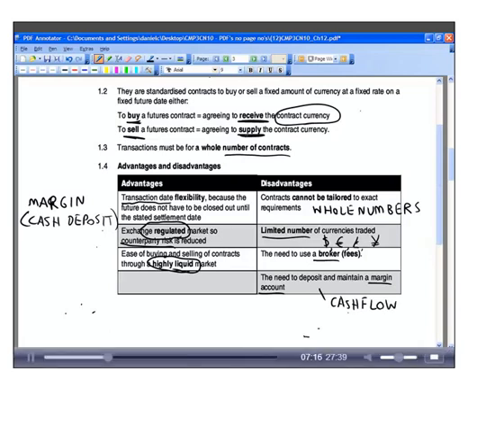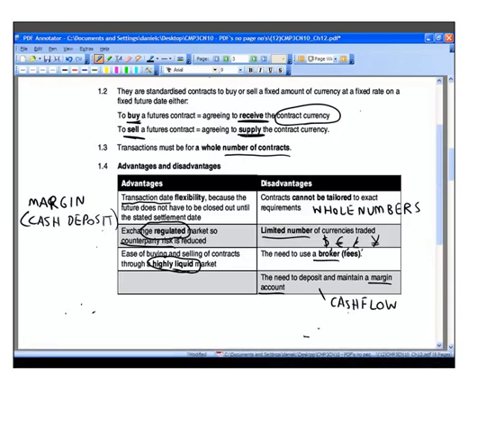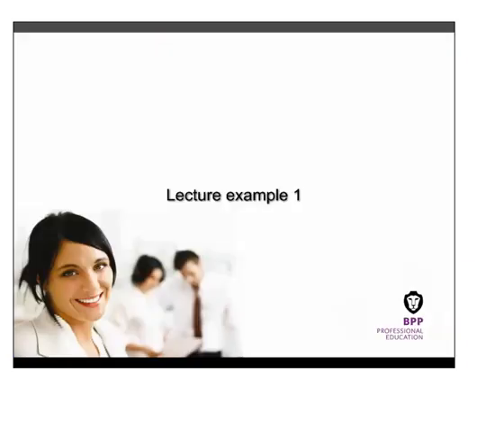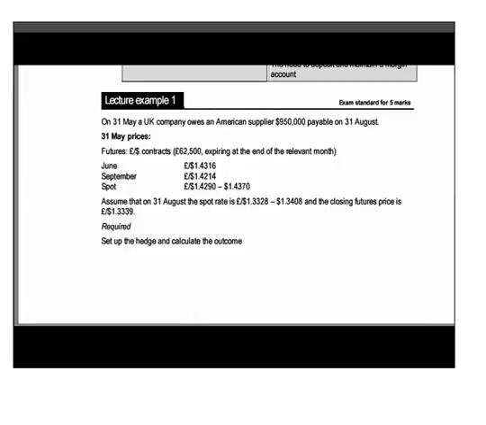So to see how futures work in practice, we'll work through a mini scenario and see what calculations are involved. Now these calculations are examinable. You could be asked to do this sort of thing in the exam. It may seem a bit confusing at first, but if you practice a few, you will find they're quite straightforward, and the number of calculations involved in this is actually quite few.